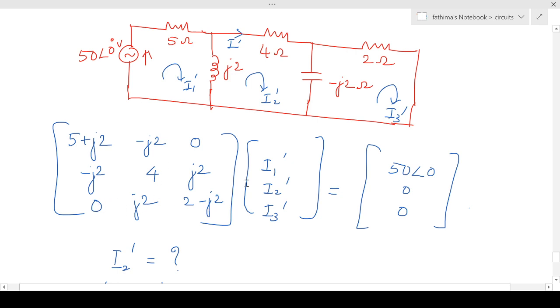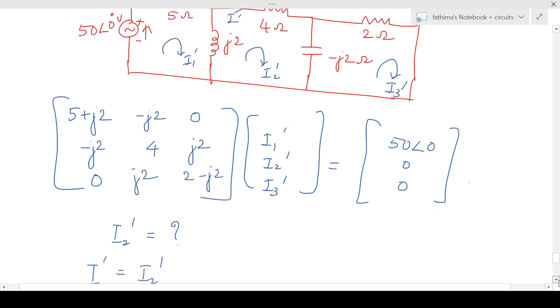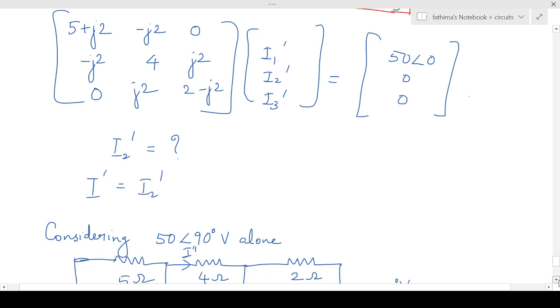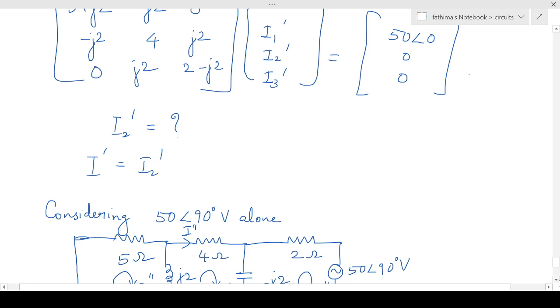Similarly, for the third loop also, times I1 dash, I2 dash, I3 dash will be equal to, so here it is plus over here and minus over here. So it is plus 50 angle 0. Here there is no voltage source, so 0. Here also there is no voltage source, so 0. So we have to calculate I dash, which is equal to I2 dash. So I2 dash will be equal to delta 2 divided by delta. You have seen in the previous problem how to find delta 2.